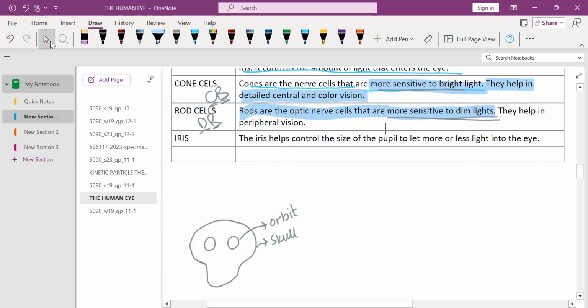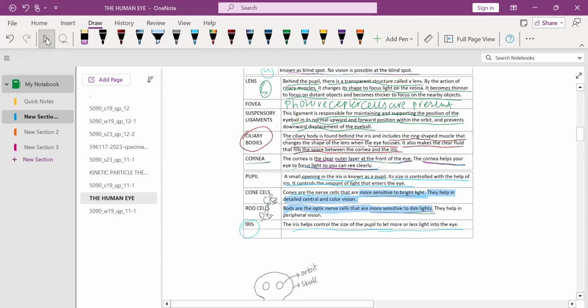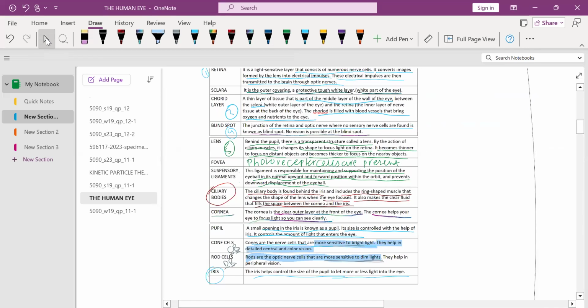Then the iris. The iris helps to control the size of the pupil, to let more or less light enter into the eye. These were the parts of the eye and their function.